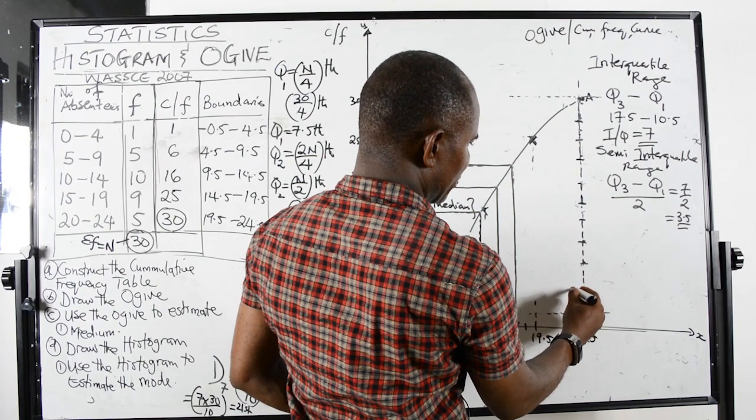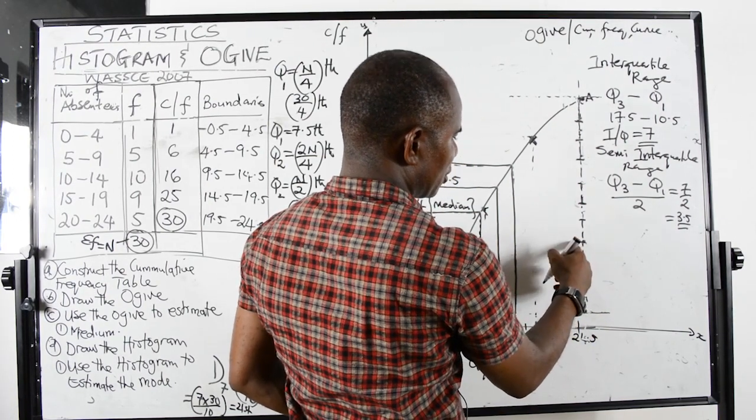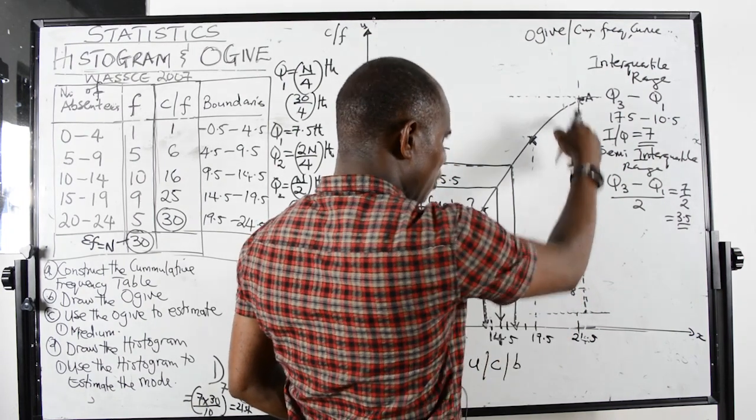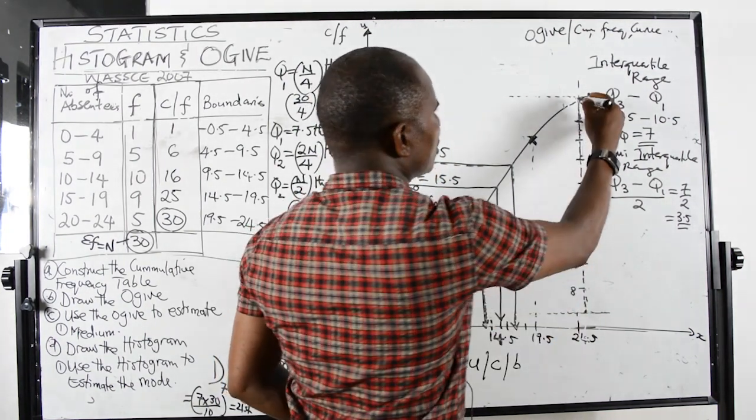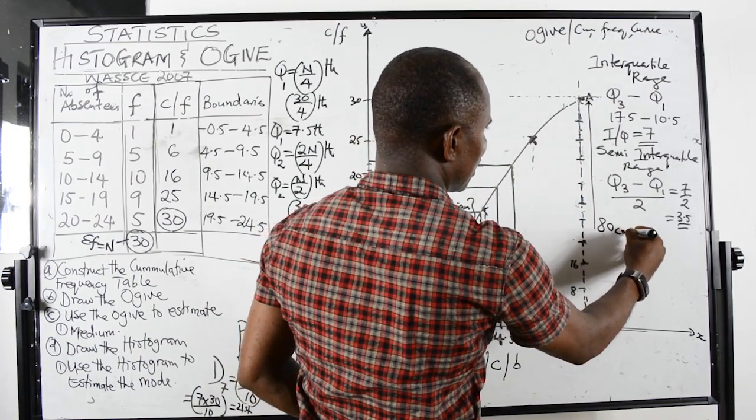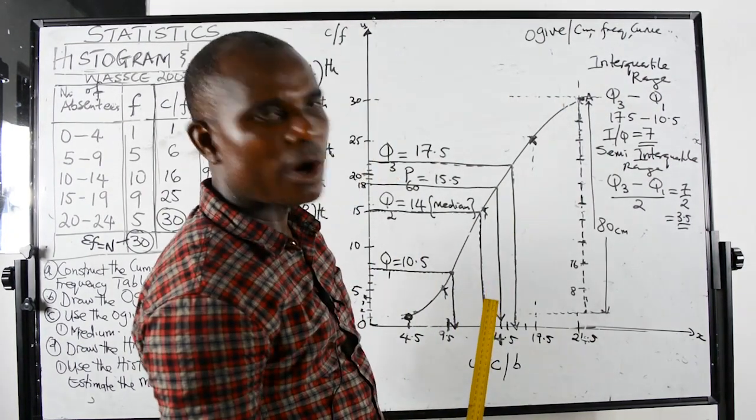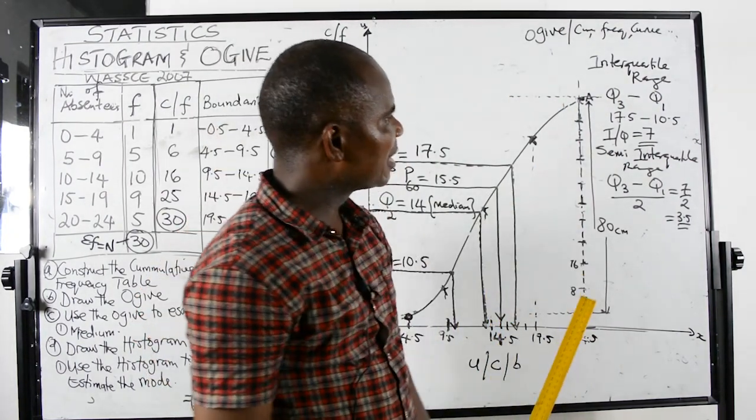This is 8 centimeters. This is another 8 centimeters, that's 16. This is another 8 centimeters. You go 24, until all of them are 8 centimeters. I just assume that this distance is 80 centimeters. So this 80 centimeters, I want to distribute into 10 equal halves in trying to draw the percentile axis.